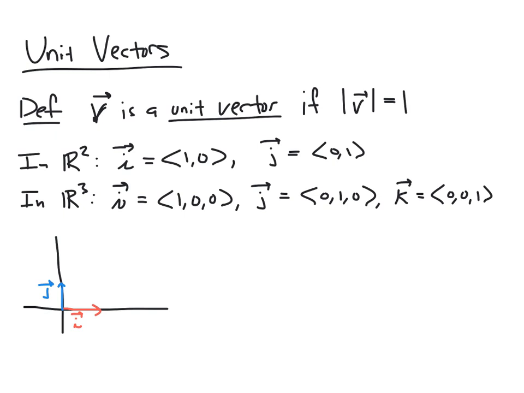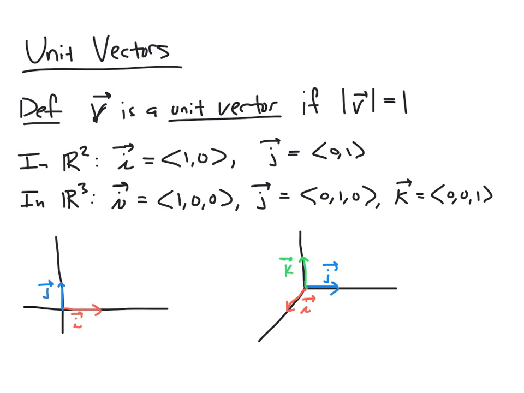In R3, it looks much the same way. I'll draw my three-dimensional coordinate plane. I have my vector i, which is 1, 0, 0, so it's going to go 1 unit in the x direction. So it would be something like that. j is 0, 1, 0, so it goes 1 unit in the y direction, which will be this. And k is 0, 0, 1, which will be 1 unit in the z direction, so it goes up 1. So those three vectors look something like that.